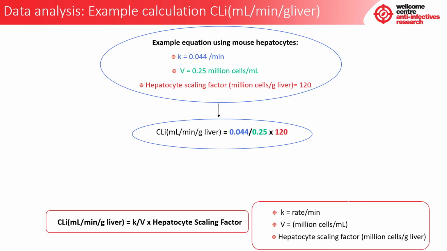Clearance in mL per min per gram liver is calculated as 0.044 divided by 0.25 times 120. Therefore, clearance equals 21 mL per min per gram liver.